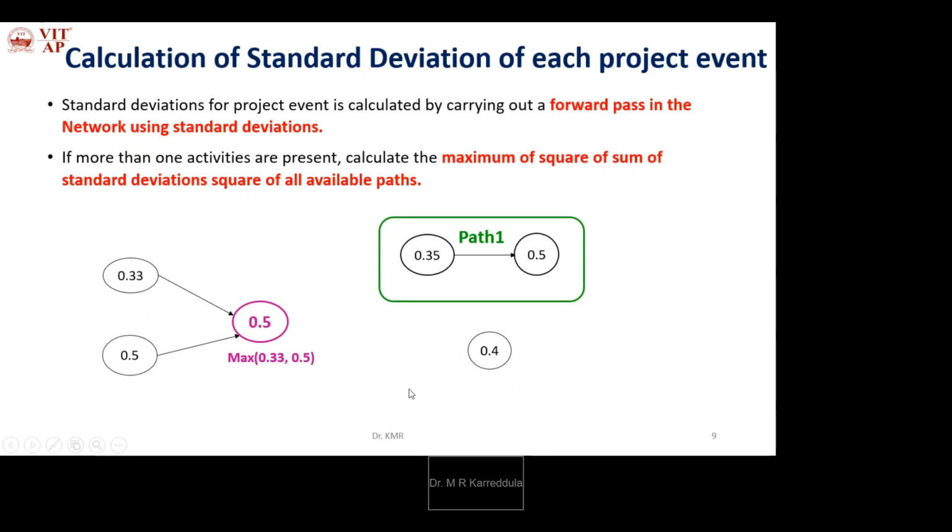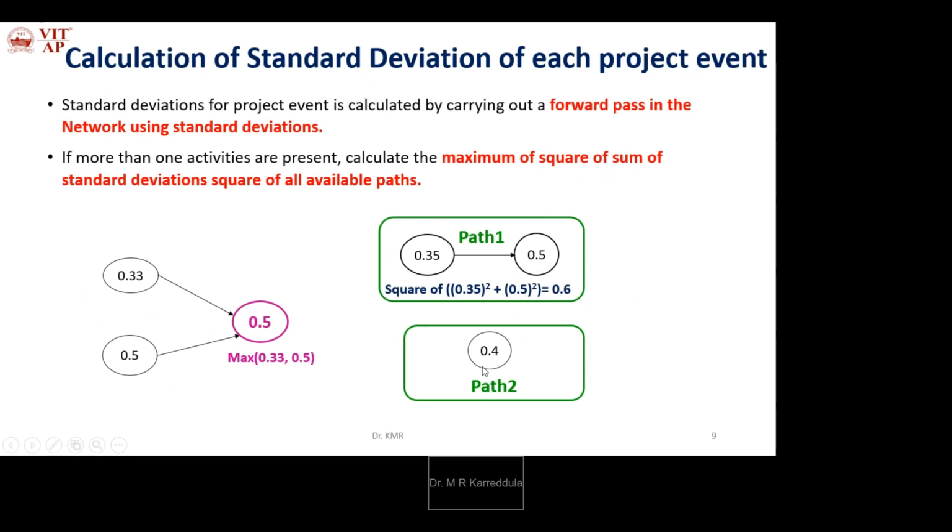So we have to calculate the maximum of path 1 and path 2. What is there in path 1? This combination. What is there in path 2? This. More than one path is present, so calculate the maximum of these two. Square root of the sum of standard deviation squares, that is the square root of 0.35 squared plus 0.5 squared, which gives 0.6.